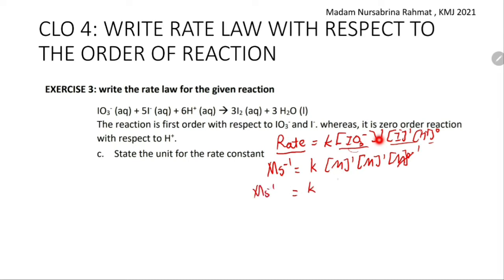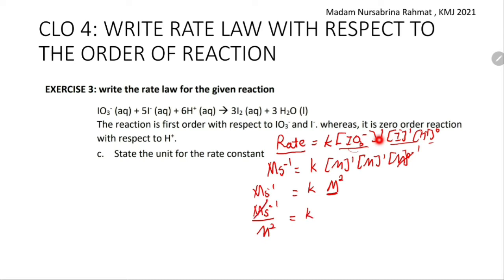So molar to the power 1 multiplied by another molar to the power 1 becomes molar to the power 2. If you are confused about this, you can refer to your mathematics notes under the topic of indices. Then I move this molar to the left side, so it becomes divide.